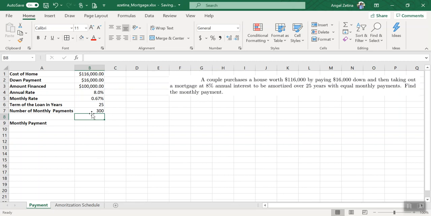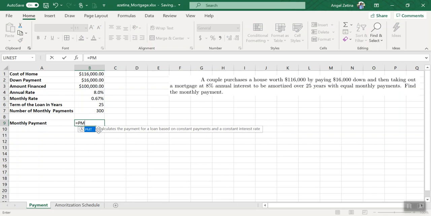To calculate now the monthly payment, we're going to use the function PMT. So equals, and then we start entering PMT. Now, when we enter the formula PMT, if you read the hint, it says it calculates the payment for a loan based on constant payments and a constant interest rate. So this is a specific function that Excel has to calculate. Notice that we can also enter the formula that we have learned in class, but if Excel has a function to do it, then we can exploit that.